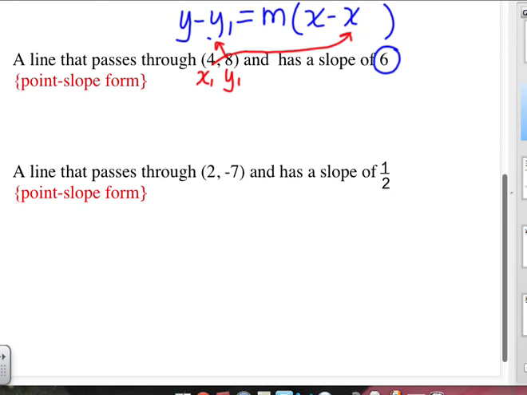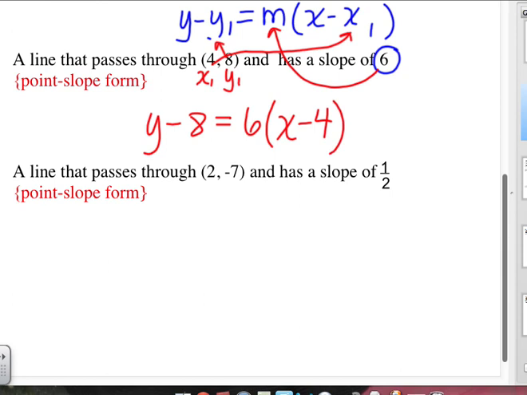I just saw that I made a mistake. Goodness sakes. How about that? That's better. I'm so sorry. There we go. You know, I'm only human. And then the slope of 6, bingo, is going to go there. So you basically just have to plug these numbers in. Here we go. y minus y1, which is 8, equals your slope, which is 6, parenthesis, x minus x1, which is 4. Disco, that's it. You're done. You do nothing more with it. That's it. You stop there.